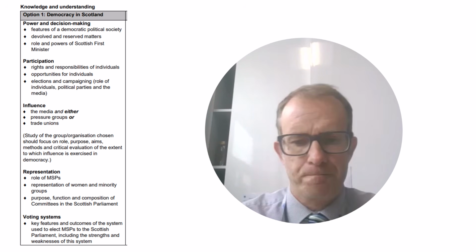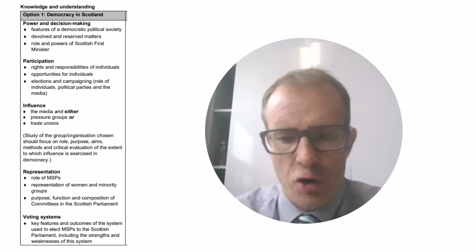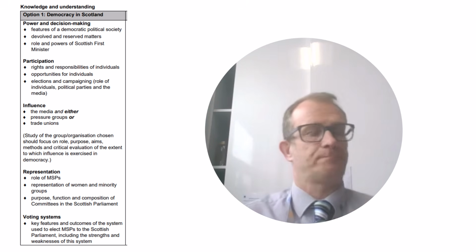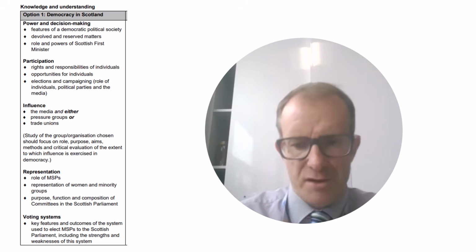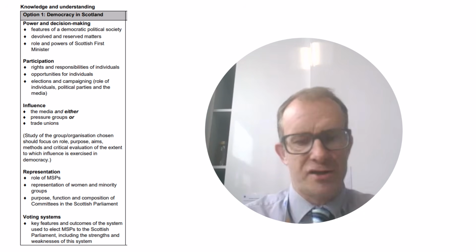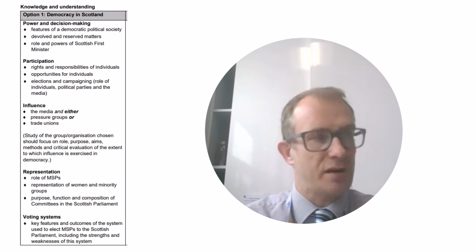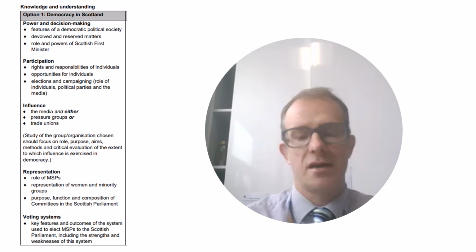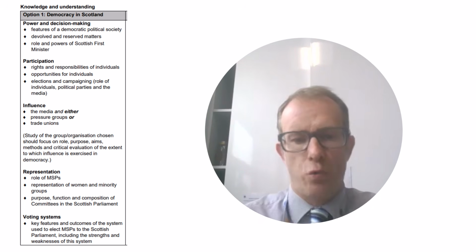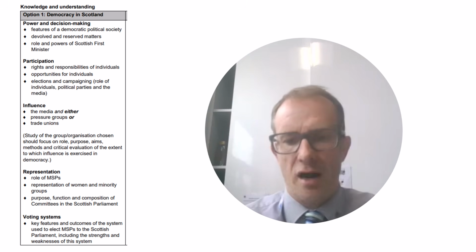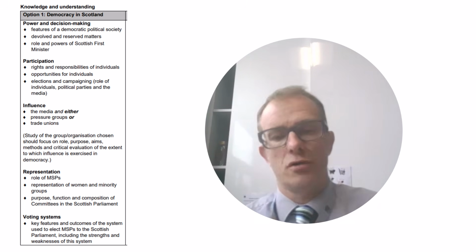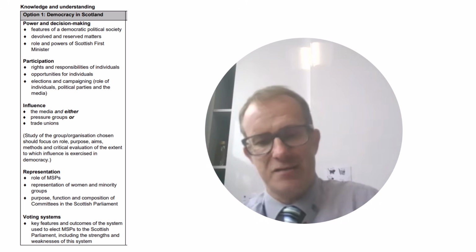Okay? The final topic in Scottish politics is voting systems. So the additional member system is used in elections to the Scottish Parliament. So on May the 7th, for the Scottish Parliament, you vote using AMS. In the exam, you need to know the key features of AMS, so how does it work? Also, what are the positives and negatives of AMS?